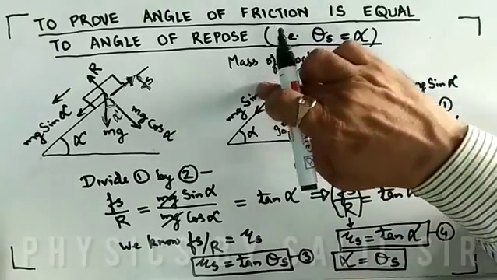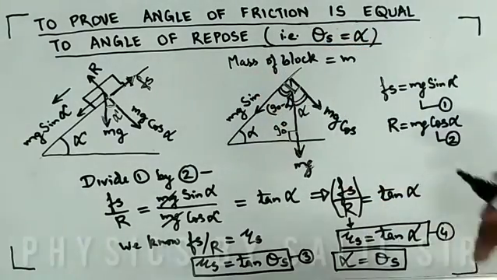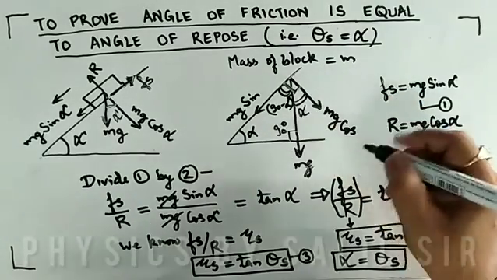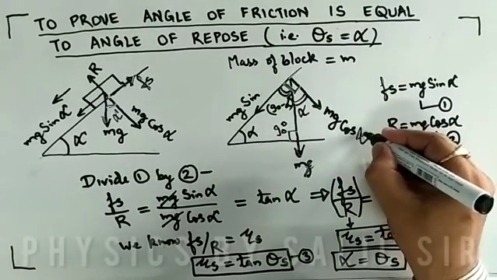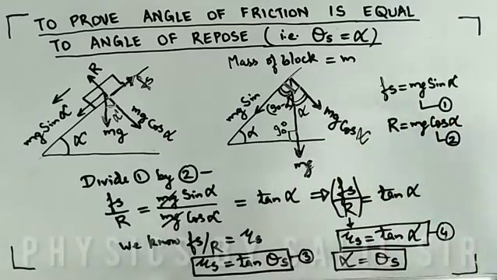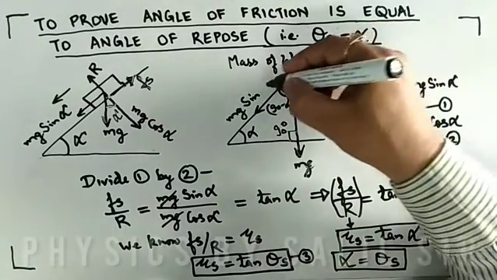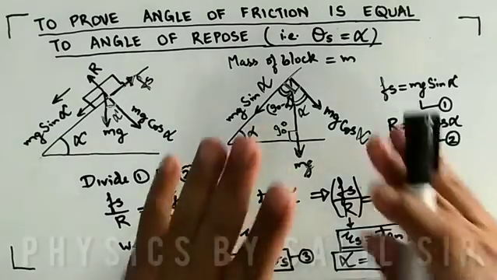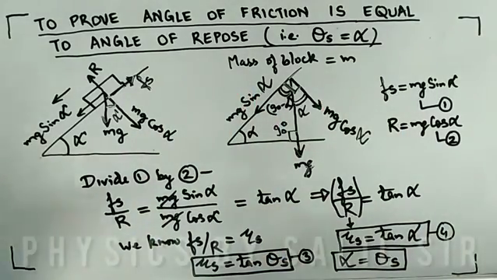So we can say that the cos component will be towards the angle, so it will be mg cos alpha, and the other component will be mg sin alpha. Okay, so this is very clear.